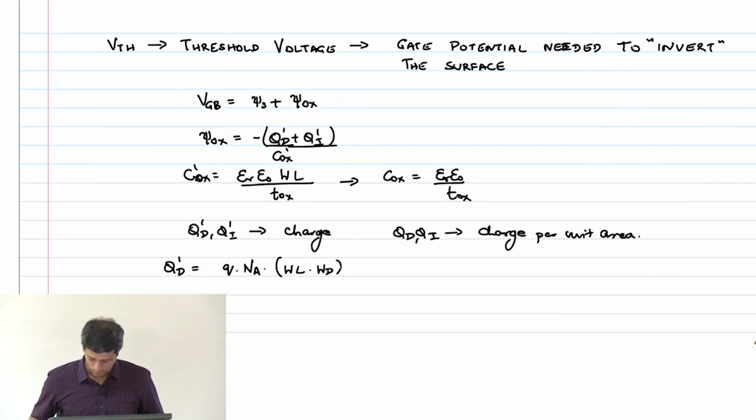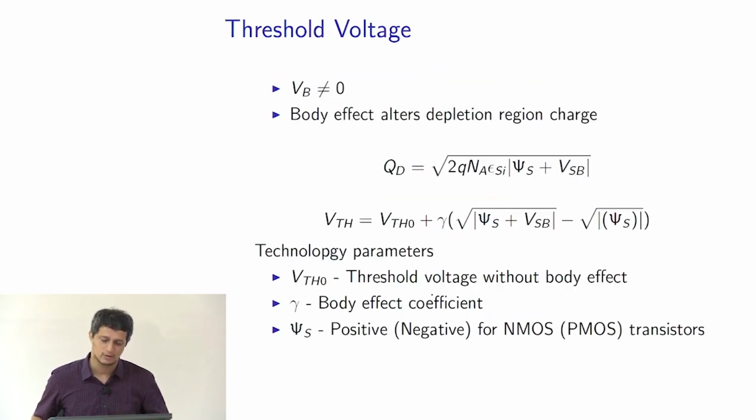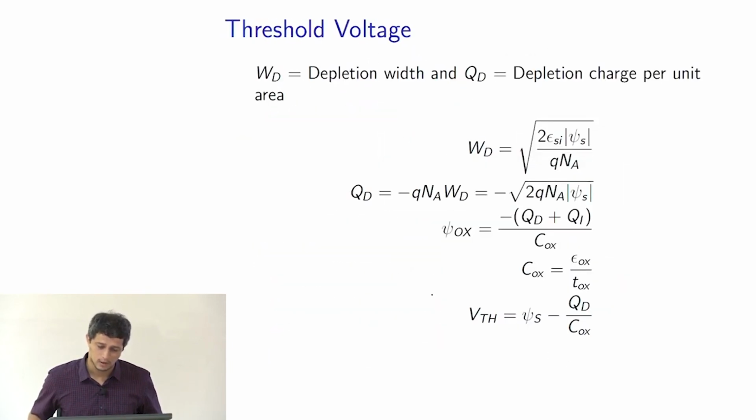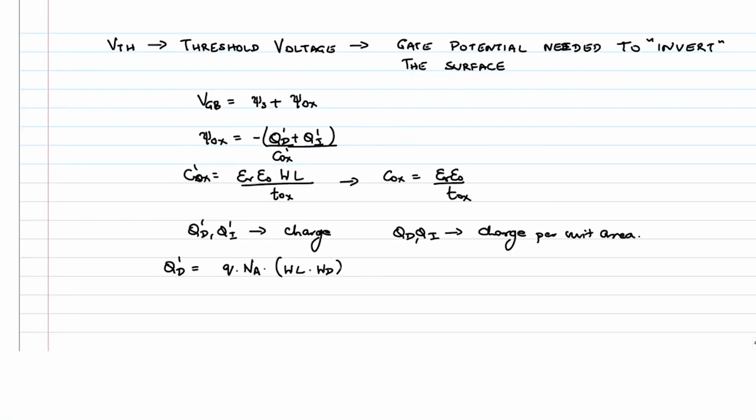Unfortunately, I will not have time to go through how to get this WD, so we will just take this expression for granted. WD is root of 2 epsilon Si into mod psi s, by Q into Na. I'll tell you why we are writing mod psi s. You can derive this by solving Poisson's equation, del squared phi equal to the charge density, minus Q into Na, and then solving the differential equation by putting in the boundary conditions. You can do that in a device physics course. The whole point is that WD goes as root of psi s and is inversely proportional to Na.